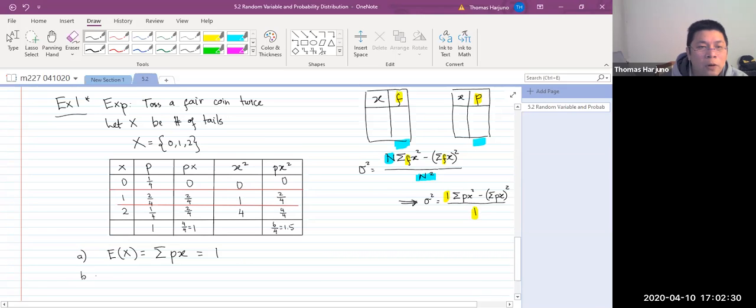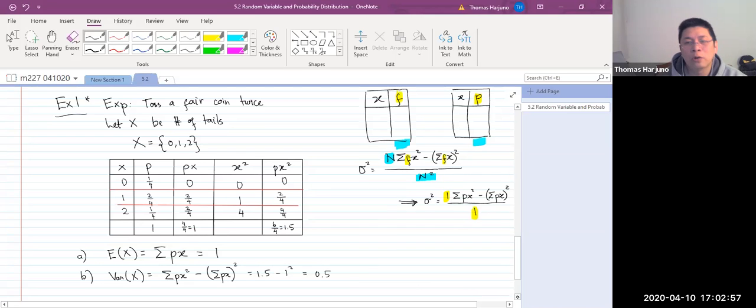And therefore, the variance of this random variable will be the sum of px squared, in this case 1.5, minus the square of the sum of px. That is 1.5 minus 1 squared. That's 0.5. That's the variance.